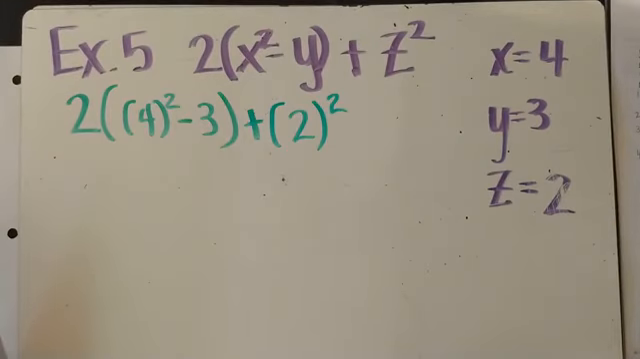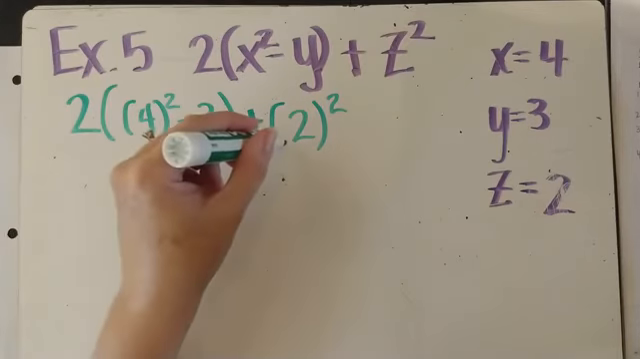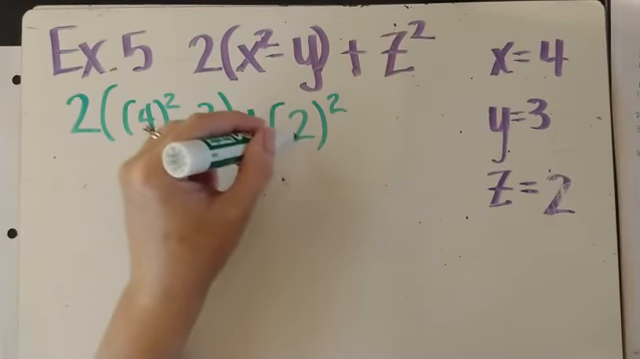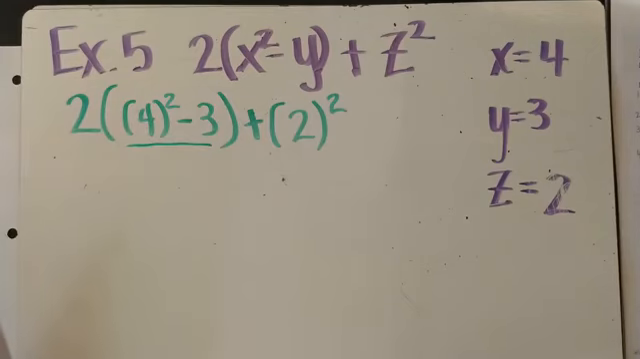This looks like something that we've been working with previously. Again, go through your order of operations. Let's look for parentheses. This set of parentheses, you can't do anything inside of it. But let's look at this set. We have 4 squared minus 3.